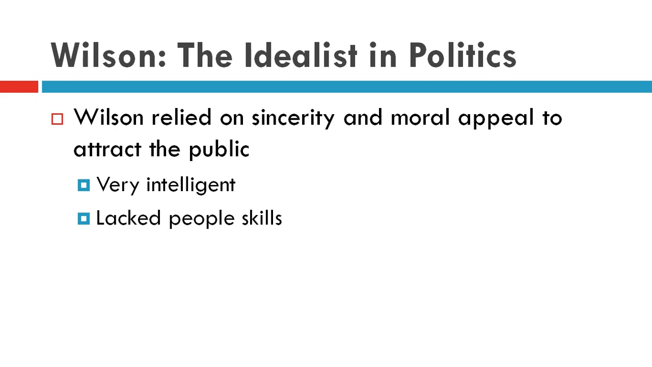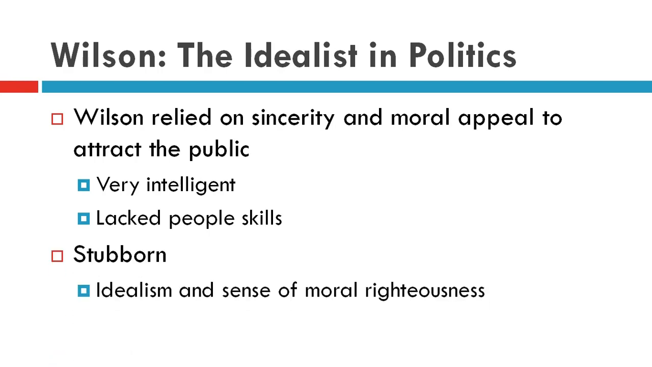But it said in the text that he also lacked people skills. He didn't have that kind of charismatic personality that, say, Roosevelt had, and so people saw him as cold. He really relied on this sort of moral righteousness that he believed he had, and he was quite stubborn in terms of compromising because of that.